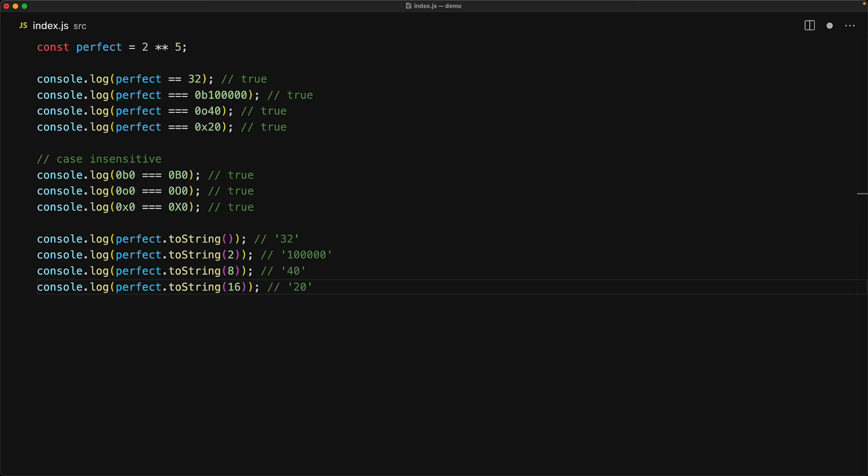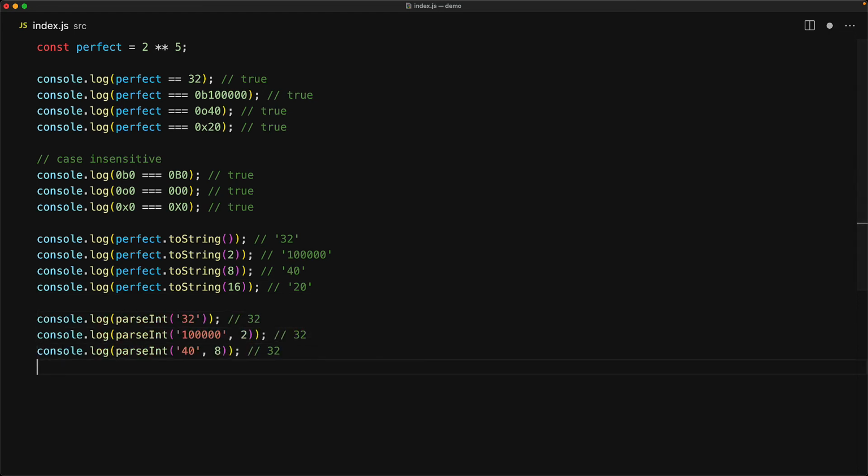And now that we know how to express these numbers as strings in different bases, we can actually parse them from the different bases as well. Now by default, parseInt will parse it as a decimal. However, we can pass in a second optional argument to parseInt for the base, for example, 2 for binary, 8 for octal, and 16 for hexadecimal. All of these strings in the different bases will parse to the numeric value of 32.